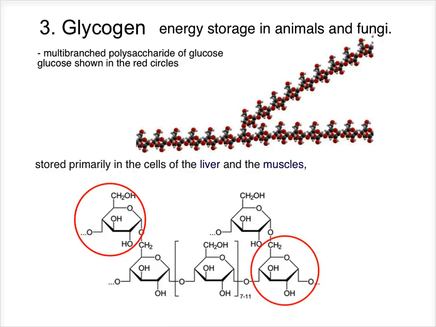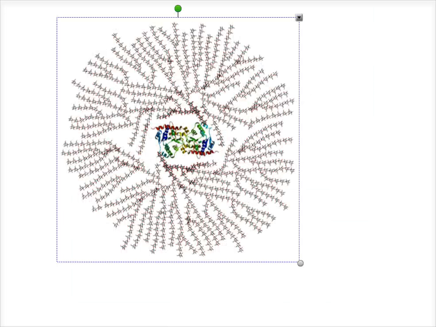In animals, our first energy storage is glycogen, which is a long polymer of glucose molecules. Here showing the actual glucose in your red circles. Glycogen is stored in the cells of the liver and the muscles, and so when we need to get sugar back, we need to go to our liver or muscles to release individual glucose molecules.